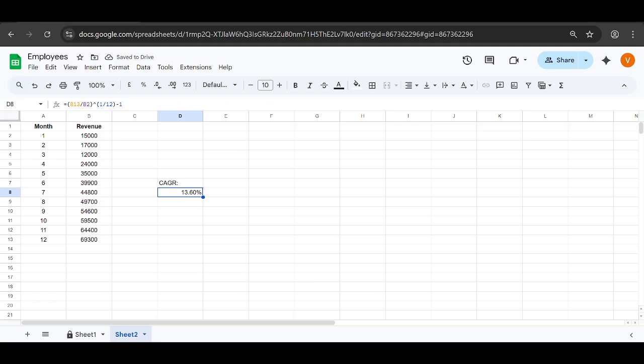A quick tip while you work: CAGR assumes your starting value is positive and non-zero, and that your period count is a positive number. If the starting value is 0 or negative, or if the number of periods doesn't make sense, the calculation won't be meaningful. And that's it. You've calculated CAGR in Google Sheets accurately and clearly.